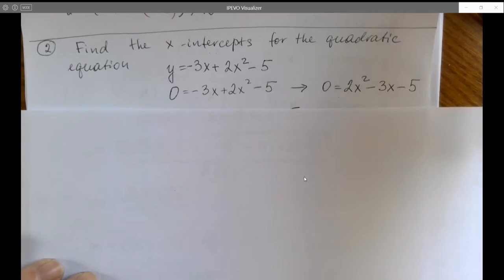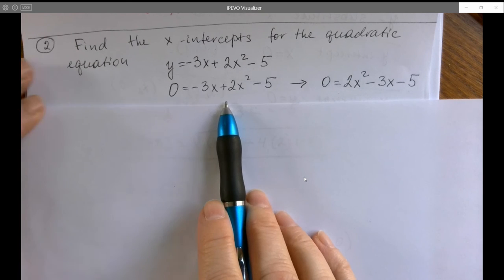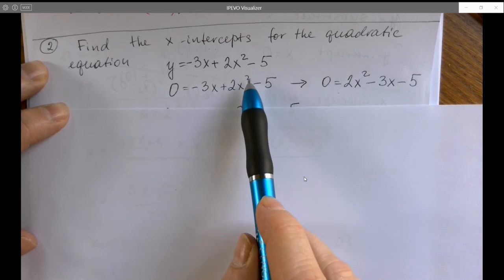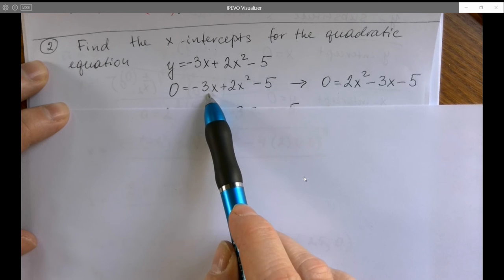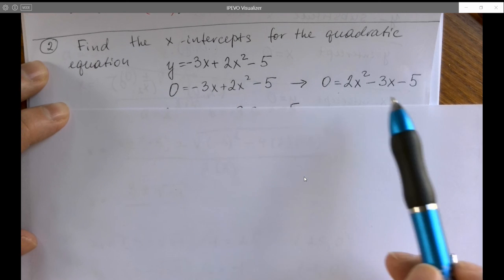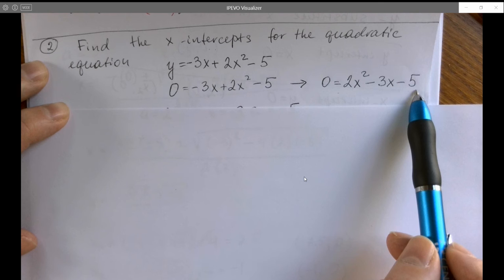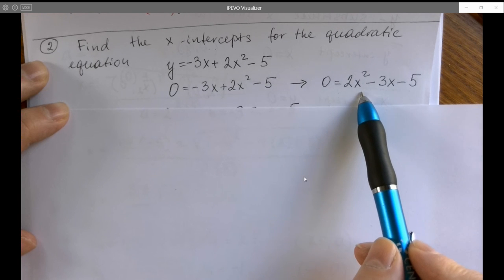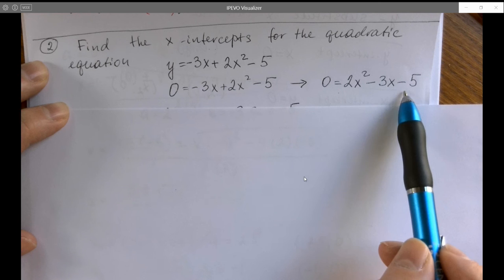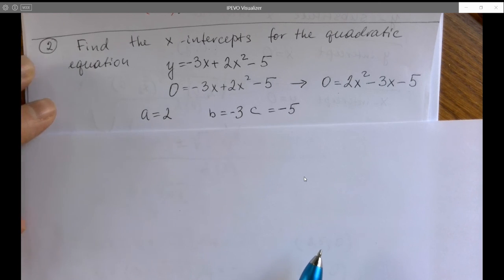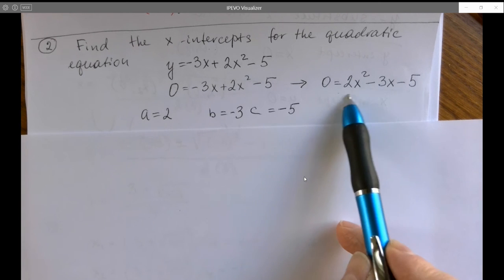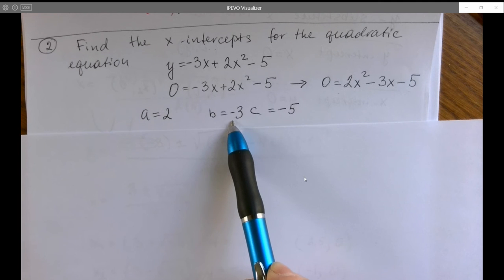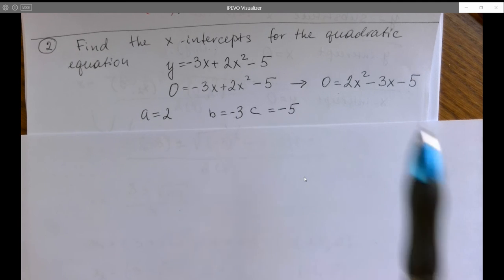And the other thing that we should do is rewrite this equation in standard form. So x to the second goes first, then x, and then the constant. The equation will look this way: 0 is equal to 2x to the second minus 3x minus 5. Now it will be easy to see your a, b, c. A is equal to 2, b is negative 3, and c is negative 5.